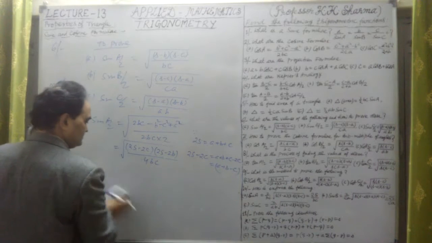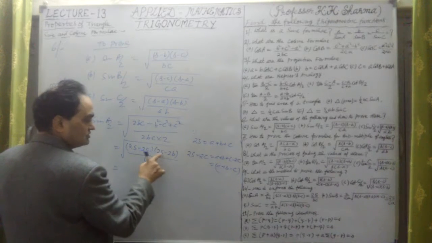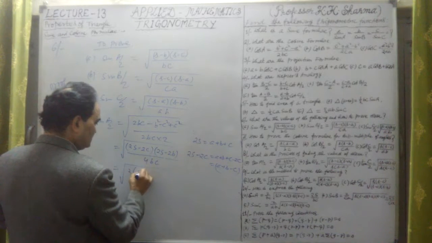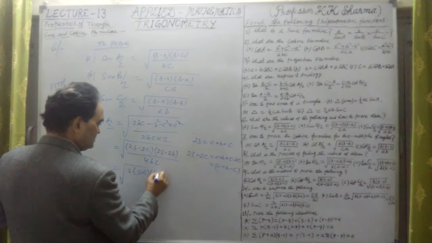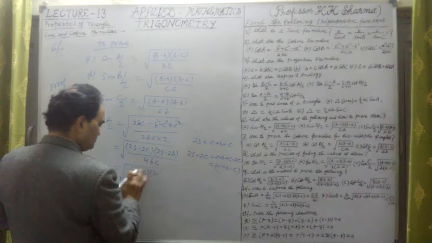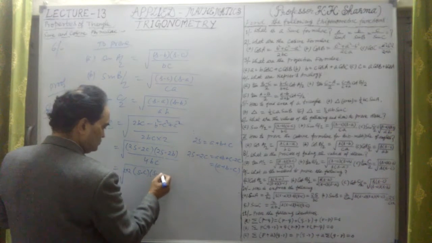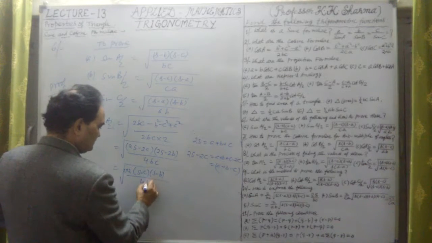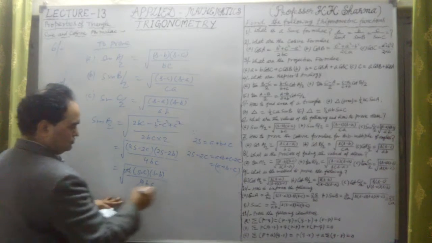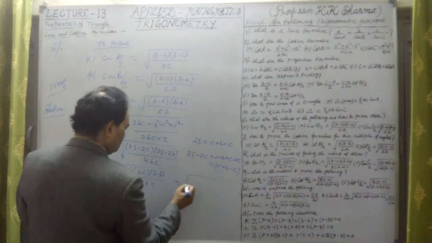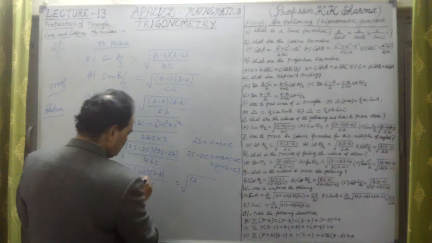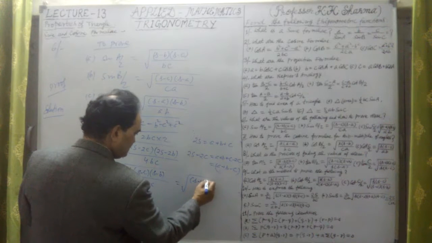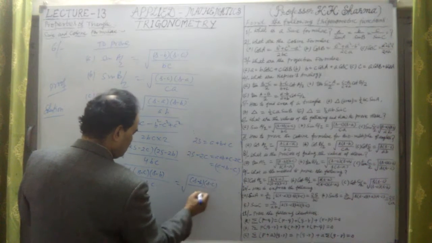Now it is nothing but this: 2 can be taken common from both the brackets. It is twice S minus C, leaving 2 times S minus C, and in the second bracket also 2 into S minus B, divided by 4BC. The 4 cancels. Finally we have obtained, with small s, the square root of s minus b, s minus c, divided by bc.